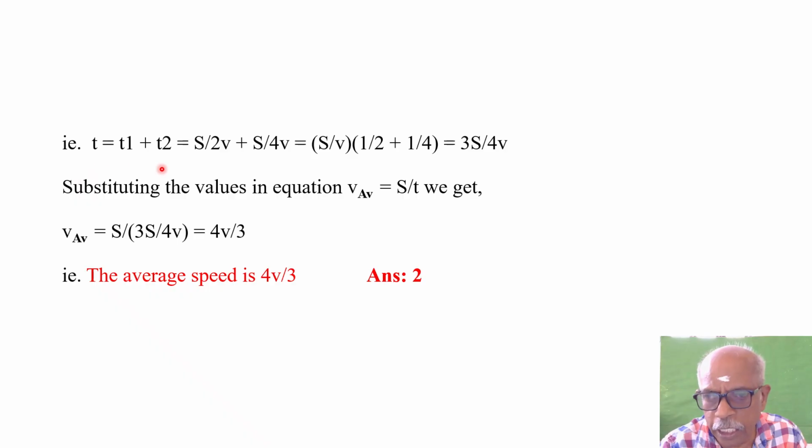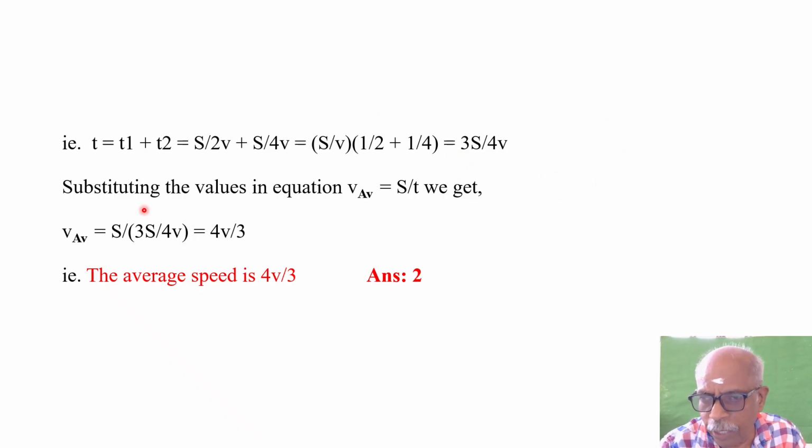T is equal to T1 plus T2, which is equal to S by 2V plus S by 4V. So here you can take S by V as a common factor. S by V into 1 by 2 plus 1 by 4. What is 1 by 2 plus 1 by 4? 3 by 4. So it is equal to S by V into 3 by 4, that is equal to 3S divided by 4V.